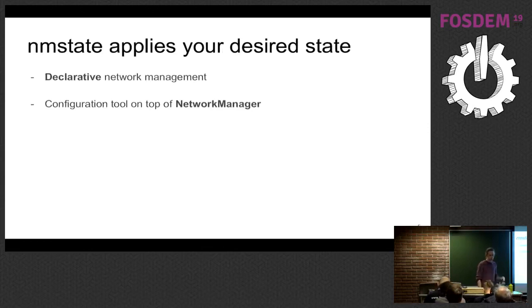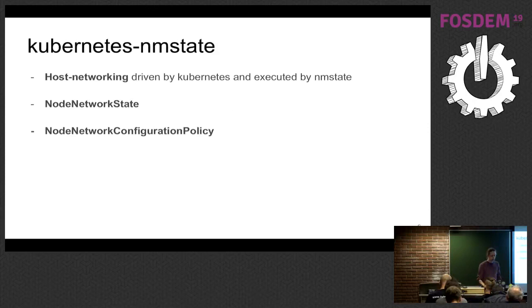So you can use NMState to just describe the desired state of the network, and it applies it for you. Compared to NetworkManager, which works in an imperative way, where you say, I want to add this profile to configure this, or remove the profile and remove interfaces, for instance. And NMState is basically a thin layer on top of NetworkManager in this case. And then we have Kubernetes NMState.